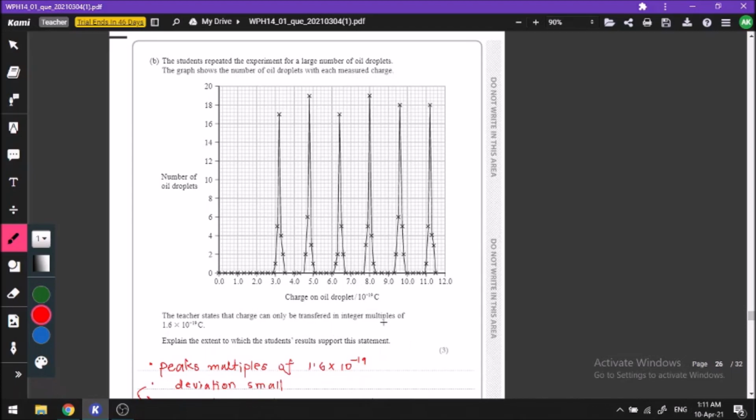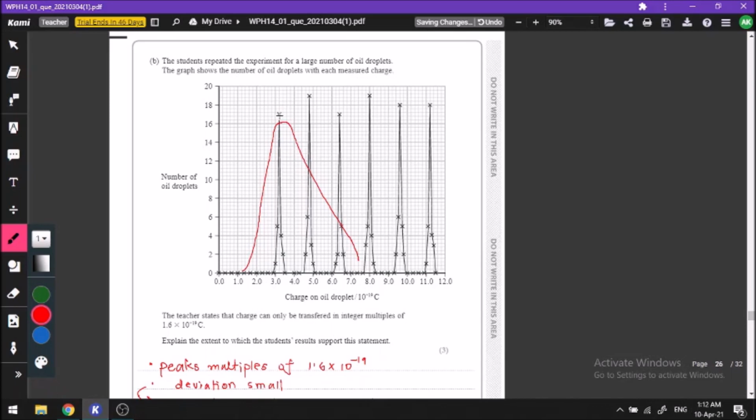Let us see how this graph supports the teacher's claim. As you can see from the graph, all these charges are almost integer multiples of 1.6 times 10 to the power minus 19, if you see carefully. Also, one of the charges could be a multiple of 1.6 times 10 to the power minus 19, but almost all of them are multiples of 1.6 times 10 to the power minus 19, and the deviation is also small. The curve is not like this.